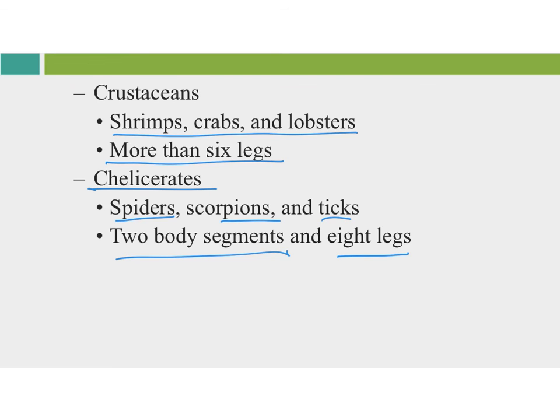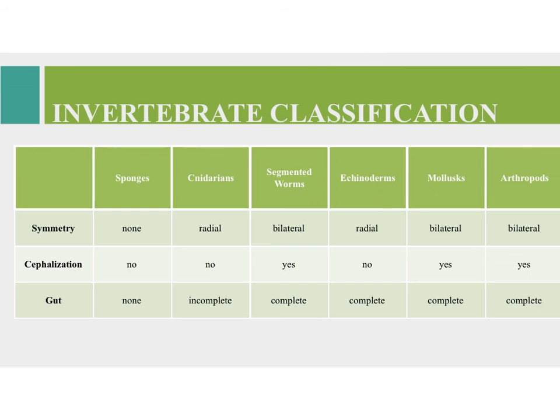Now look at the chart with me on page 204. You have your invertebrate characteristics: sponges, cnidarians, segmented worms, echinoderms, mollusks, and arthropods. Those are the ones that we talked about today. It breaks down their symmetry, their cephalization, and their gut, which we talked about as ways that they are classified. And you can see that picture as well here. The one in your book has some nice graphics to go with that.